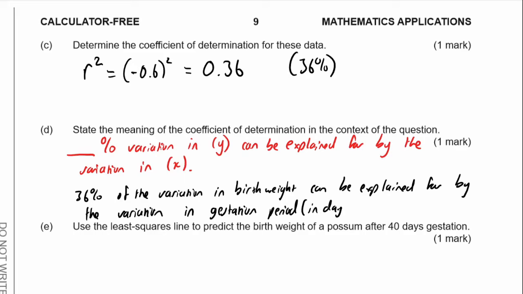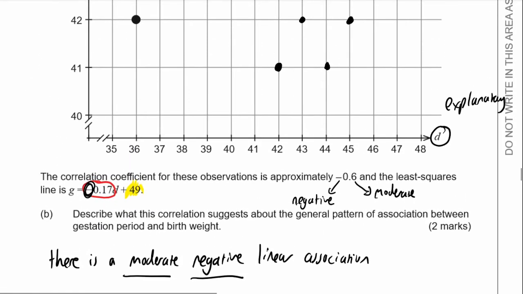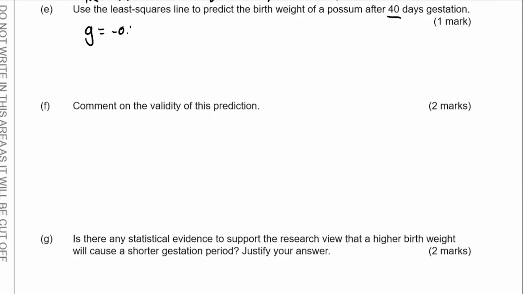And I'm just going to write in days there. Use the least squares line to predict the birth weight of a possum after 40 days gestation period. So we need to substitute 40 into the equation that they gave us. G is minus 0.17 D plus 49. So we need to substitute in 40. A good way to write that is G at 40. So we're just putting 40 into there. And then instead of writing D, we would write 40 there plus 49.